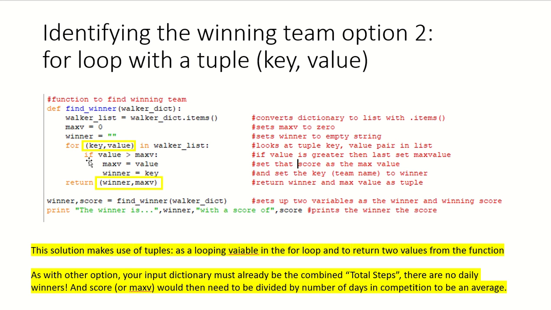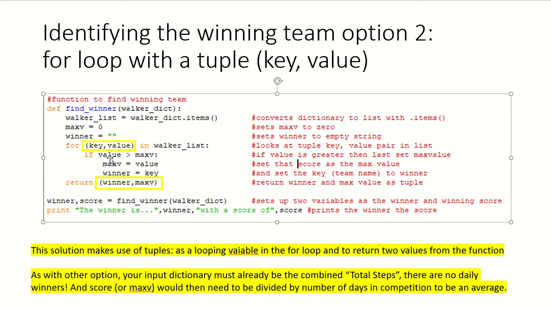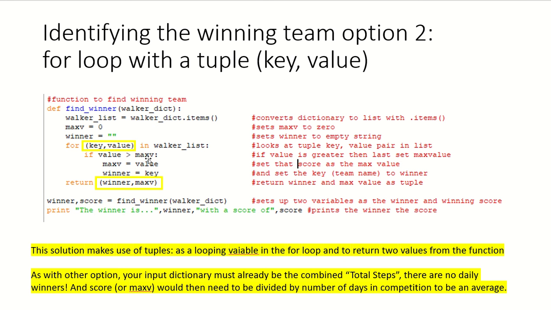And there's conditional execution here. If the value, that's going to be number of steps, is greater than max v, initially 0, then max v is changed to become that value. And then winner is going to be assigned the value of the key. So it'll change from being empty to being the team name. So when the team name and value change, value and key will change. Max V and winner, these variables may or may not be changed, depending on the order of the dictionary items that the loop goes through.